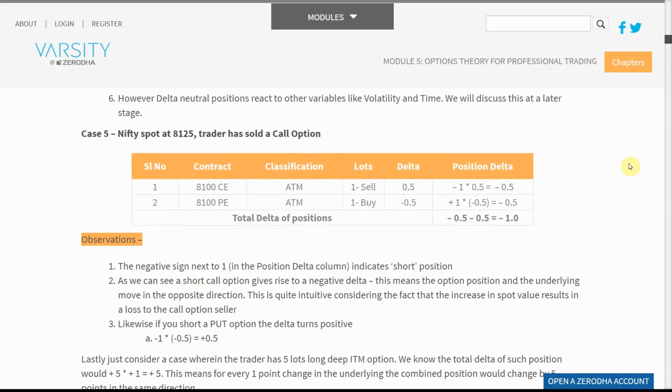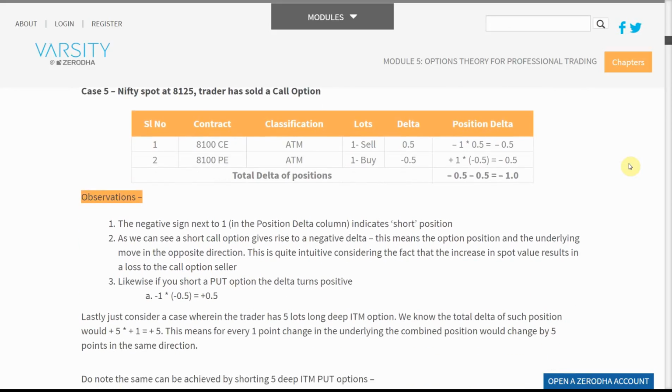Case 5, Nifty spot at 8,125. Trader has sold the call option. Serial number, contract, classification, lots, delta, position delta. 1. 8100 CE, ATM, 1 sell, 0.5, minus 1 * 0.5 equals minus 0.5. 2. 8100 PE, ATM, 1 by minus 0.5, plus 1 * minus 0.5 equals minus 0.5. Total delta of positions: minus 0.5 minus 0.5 equals minus 1.0.